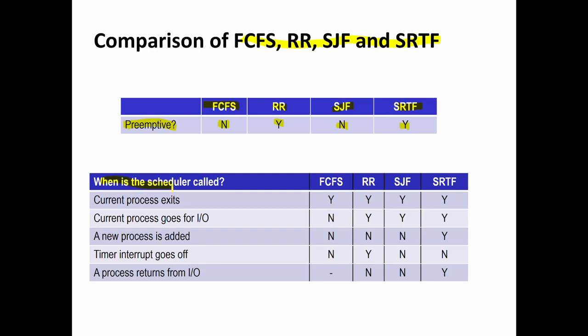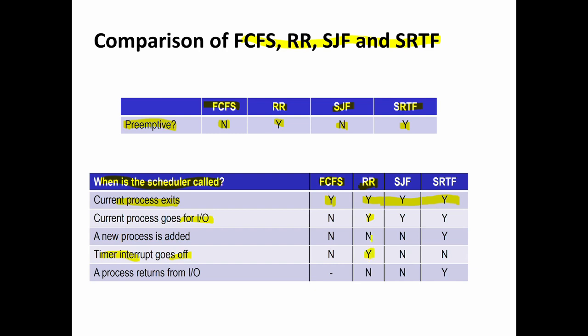And when we look at when the scheduler is called, with FCFS, you call the scheduler only when the current process exits. When the current process goes for IO, no. When a new process is added, no. You don't call it on a timer interrupt, you don't care, and so on. In the round robin case, when the current process exits, you can imagine that the scheduler is called all the time, so there's nothing to discuss. When the current process goes for IO, yes, you call the round robin. And you also call the round robin when the timer interrupt goes off.